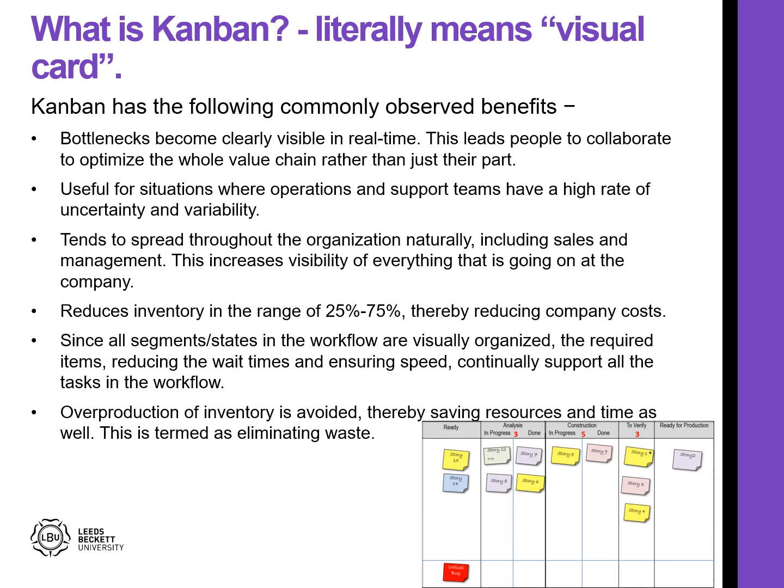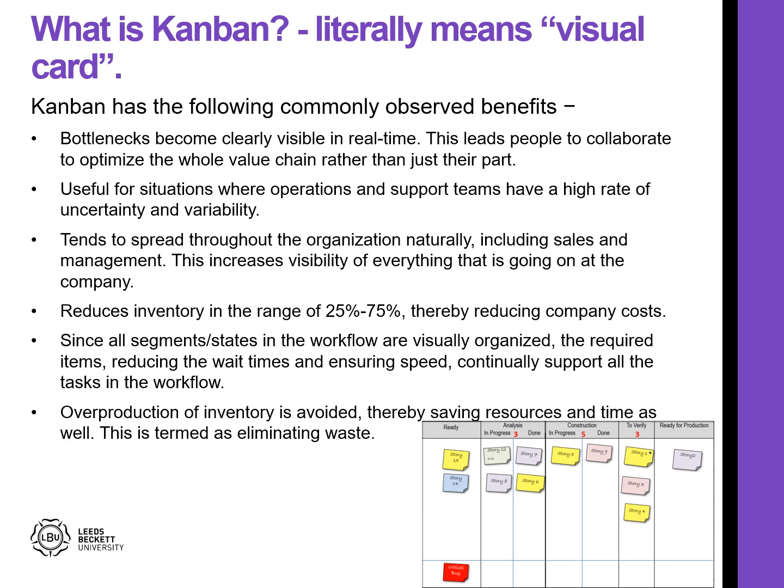It's useful for situations where operations and support teams have a high rate of uncertainty, so you're making products that have a lot of variables, different types of products, rather than a standard product. It's less useful in those cases. It can reduce inventory by 25 to 75%. We know that inventory is a big issue when it comes to identifying waste.